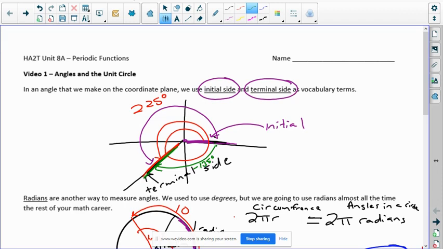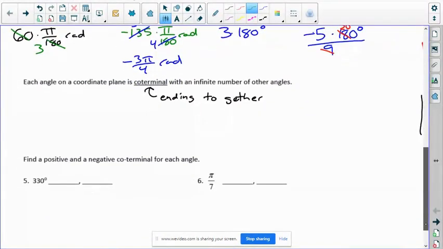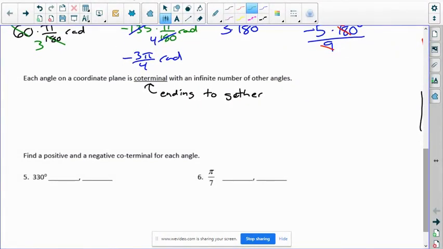Now, what's happening is that these coterminal angles are a full circle away from all other coterminal angles. There's a certain amount of circles there. So to get them, you have to add a circle.